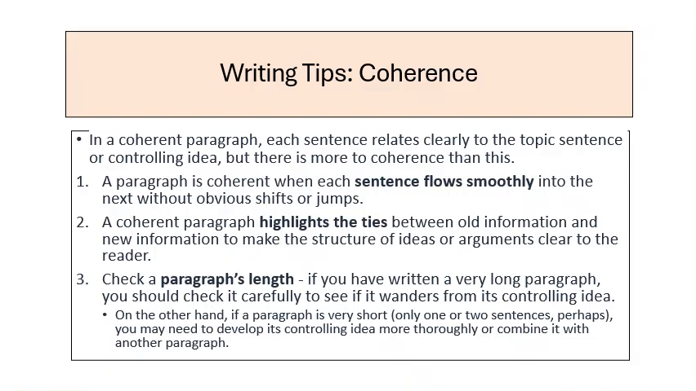A couple of things I want to mention about tips for your writing is one is with coherence. So you need to make sure that your sentences are clearly related to your topic sentence and the controlling idea. But you also want to make sure that your sentences flow smoothly. So you might want to highlight the connections between information you've already mentioned and new information. And you make sure that you're not writing too many sentences in one paragraph. So a very long paragraph might need to be condensed, whereas a very short paragraph might need more development.